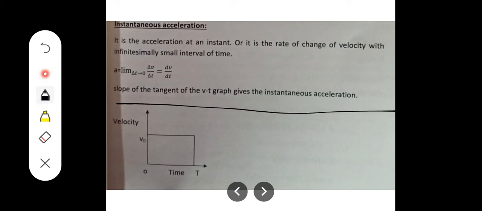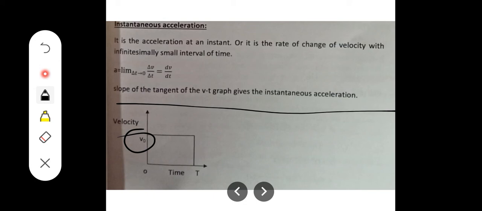Up to this it is over. Now suppose you have a graph like this, a velocity-time graph. This is the case of uniform velocity, isn't it? The velocity's value is v0. It is not at all changing.